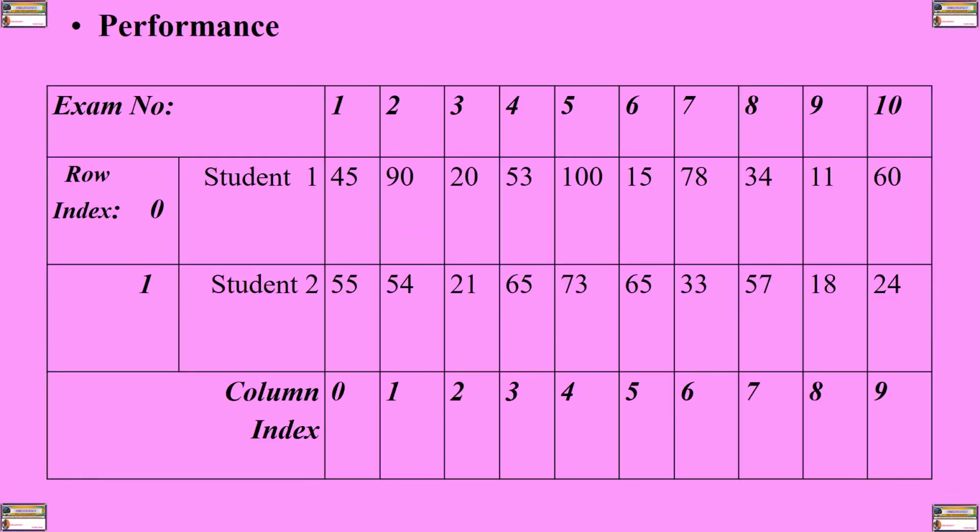The array name is performance. So you can see the way I have numbered them. In this table, it is very clear that the columns represent the exam number, like exam 1. So exam 1 has been sat by 2 students. That is student number 1, who I'm identifying with the row index, and student number 2, who I'm identifying with the row index, whereby student number 1 is index 0, and student number 2 is index 1.